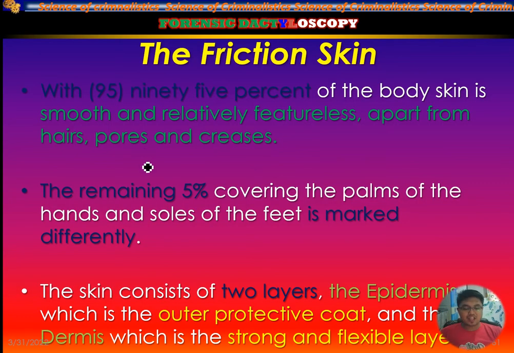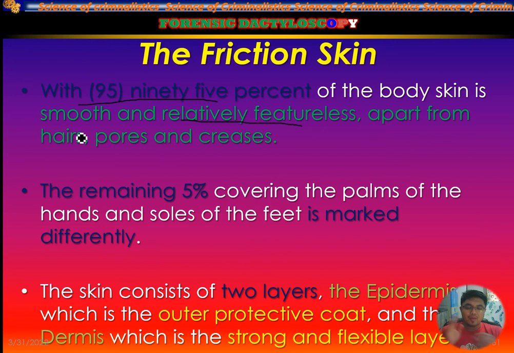Let us discuss the skin first. Our skin is 95% of the body, or 95% of the body skin is smooth. Okay? And relatively featureless. As you can see, our skin is featureless, meaning to say, you cannot see anything aside from the hairs, aside from the pores, the holes there, or aside from the creases.